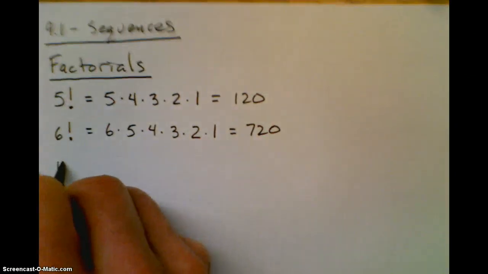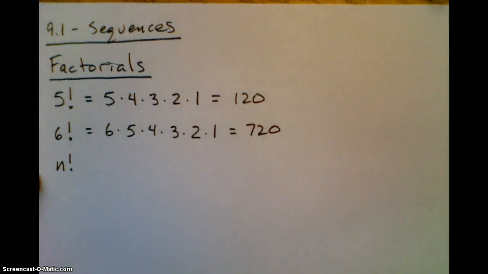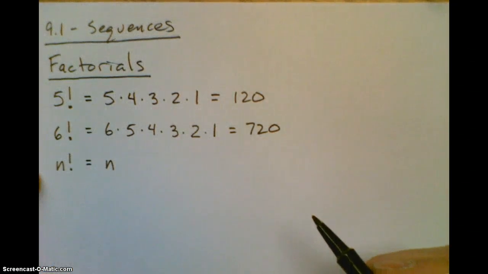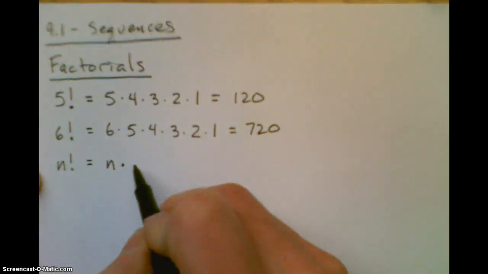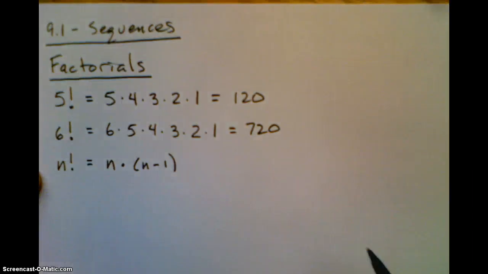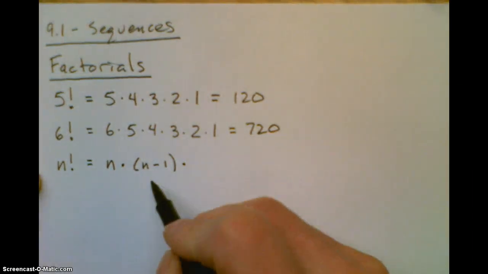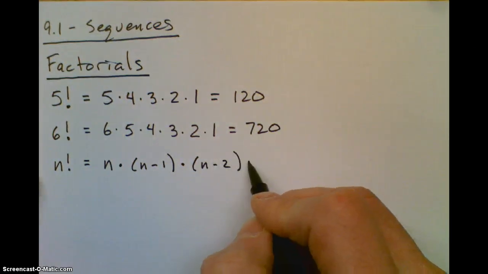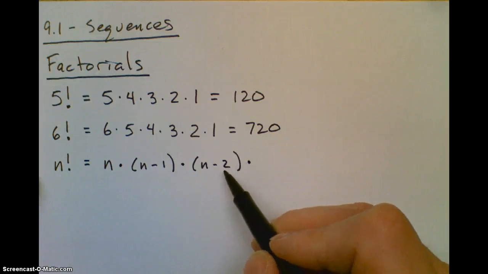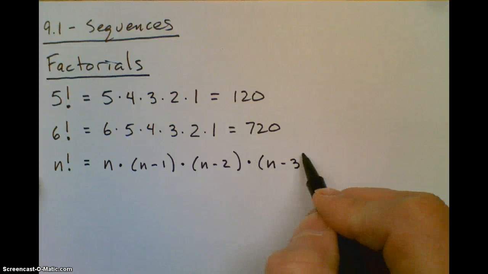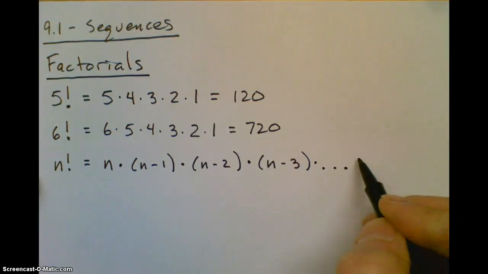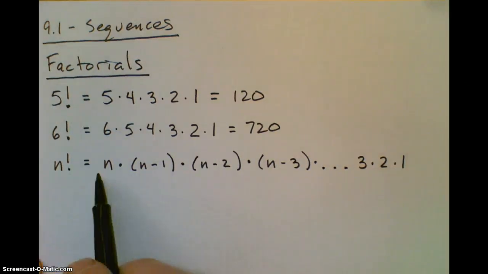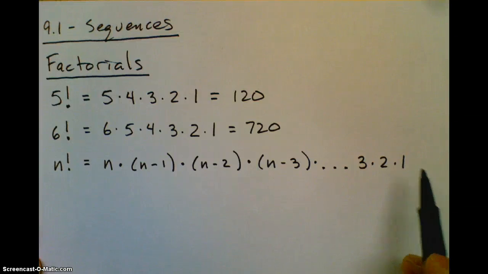So what if we had n factorial? This is a little abstract and it gets a little bit more difficult. So we're going to take n and we're going to multiply it by every number that's less than n. So 1 less than n, we subtract 1 from that, would be n minus 1. 1 less than n minus 1, subtract 1 again, so n minus 1 minus 1 would be n minus 2. Let's do one more. 1 less than n minus 2, that would be n minus 2 minus 1, so that would be n minus 3. And then we would continue this all the way down until we got to 3, and then 2, and then 1. So depending on our value for n would depend on where we would start. We're always going to end at 1.